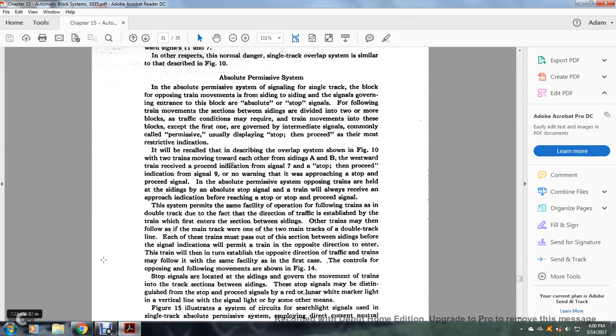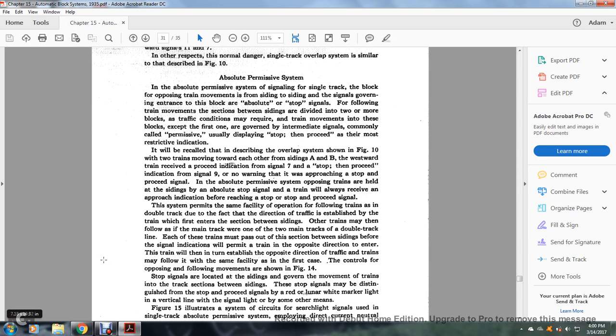Alright, absolute permissive system. An absolute permissive signal system with the single track of the block is opposed with the train movements, and the signal governing the entrance of the block is an absolute stop signal for the following train movement. The section between the sidings is divided into two or more blocks.